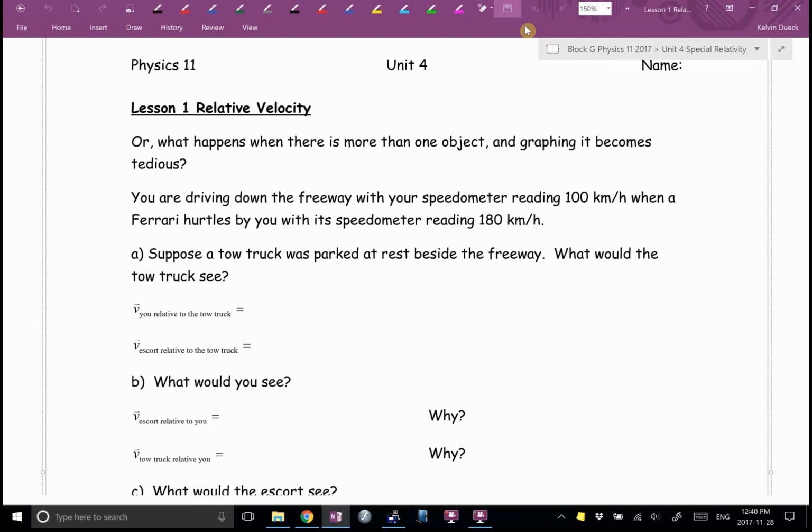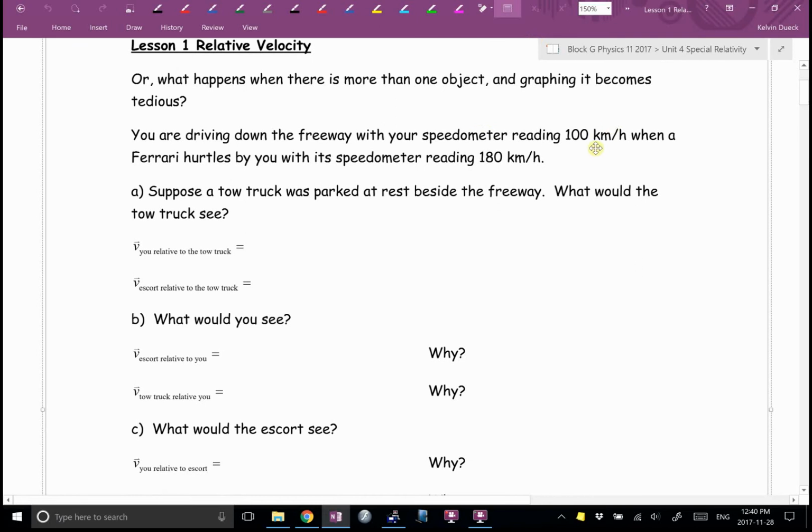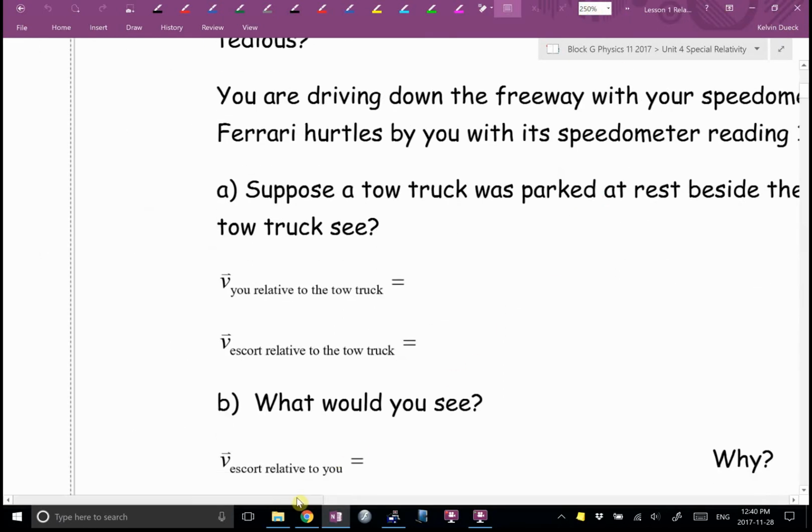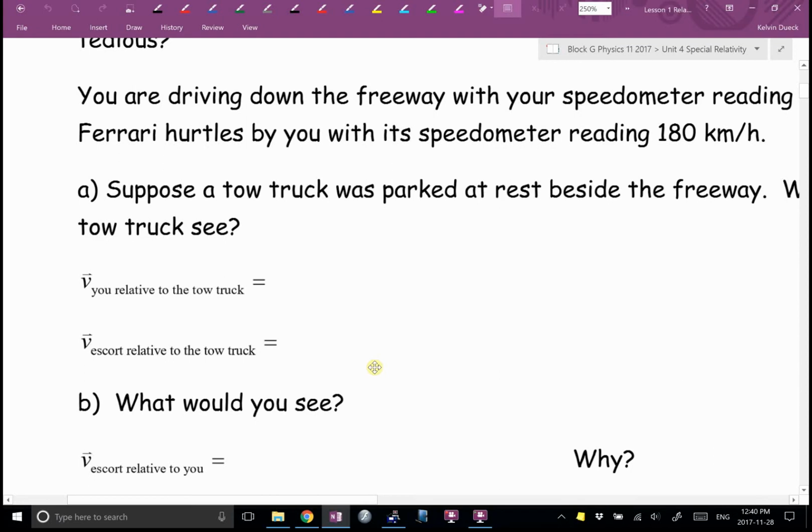object. As an example, you're driving down the freeway with your speedometer reading 100 kilometers per hour. When a Ferrari hurtles past you, its speedometer reads 180 kilometers per hour. Supposing a tow truck was parked at rest beside the freeway, what would the tow truck see? Okay, so I'm going to zoom in a little bit here. So the velocity of you relative to the tow truck, how fast is the tow truck going right now if it's parked on the side of the road?